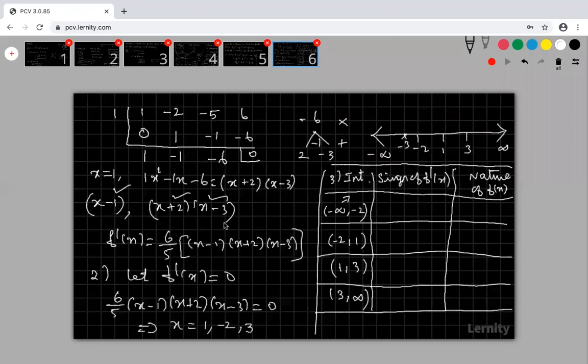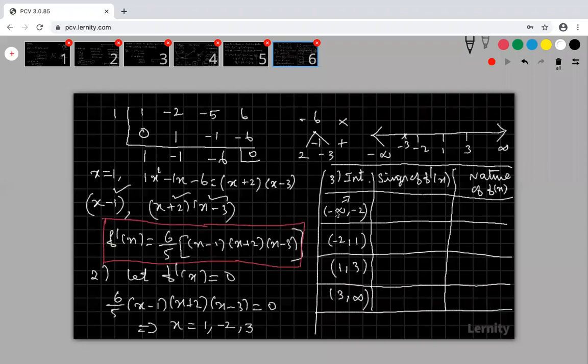Come to that. This is my f dash of x. Please try to understand. I need only the sign. You don't calculate any other thing. You conclude whether it is positive or negative. When I apply any value from this interval in this f dash of x, my f dash of x is greater than 0 or less than 0. I need that only. Take a very simple point in this interval and substitute. Don't take minus 2. If you take minus 2, my f dash of x is 0.